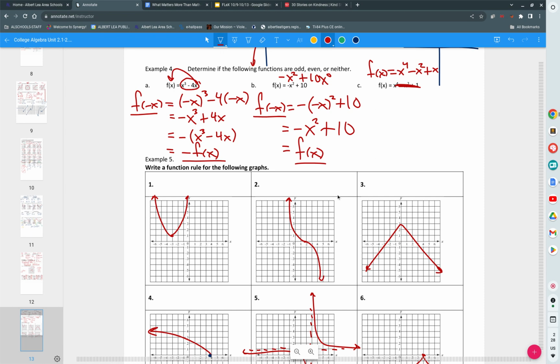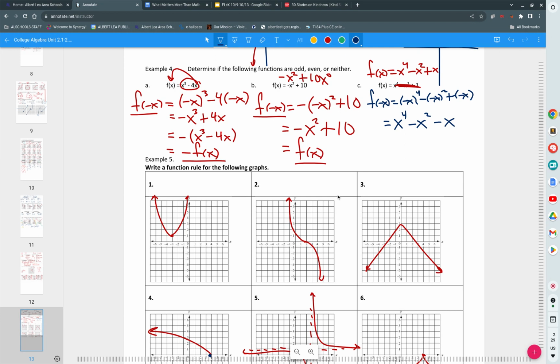Everybody okay with that? All right, so we're going to plug in a negative x. F of negative x is equal to negative x quantity to the 4th power minus negative x squared plus a negative x. Will it be a positive x to the 4th or a negative x to the 4th? It will be a positive x to the 4th. Will it be a minus x squared or a positive x squared? It is a minus x squared. Is it a minus x or a plus x? Minus x. Is that the same as what I started with?